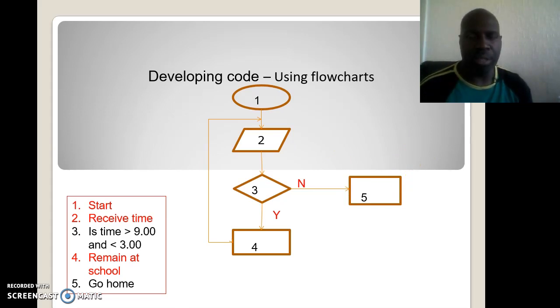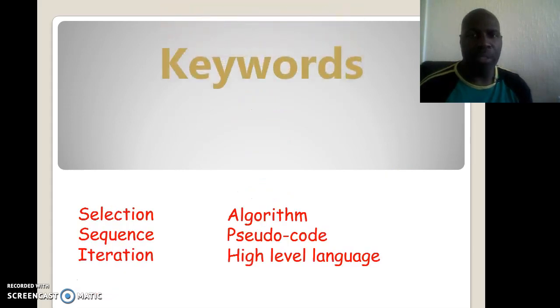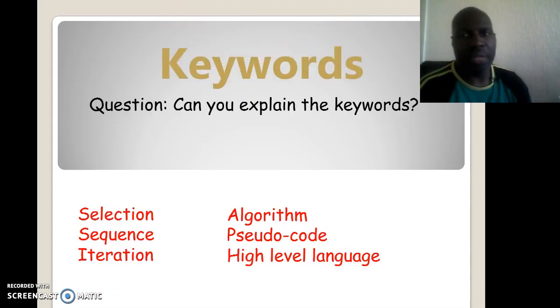Okay, so moving on to the next one, and we're looking at our keywords. Can you explain the keywords? Keywords are selection, sequence, iteration, algorithm, pseudocode, and high-level language.